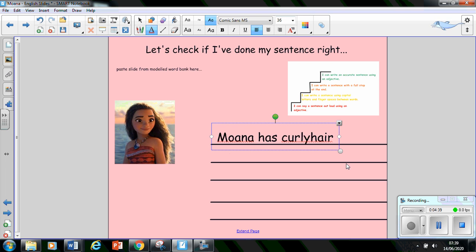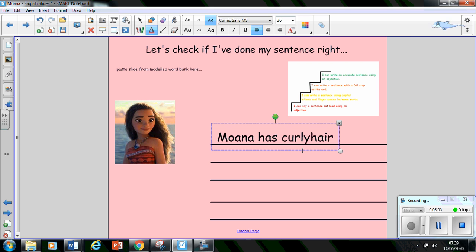Okay, now what have I not done? Year 1, 2, so what have I not done? I'm going to check if I've got my capital letter at the start. I also know that I need a capital letter because Moana is somebody's name, so I've got that right. I've got my finger space here. Has curly. Curly's my lovely adjective because it's describing her hair.